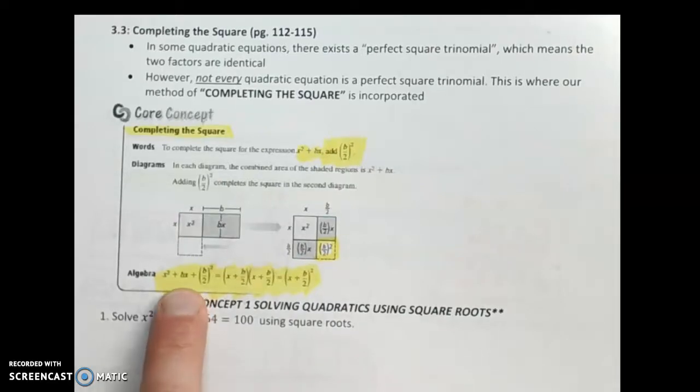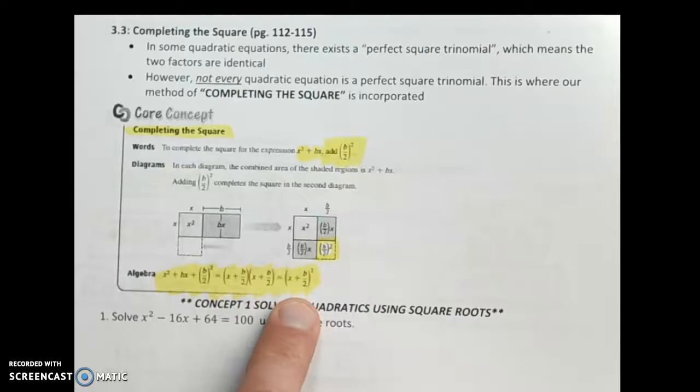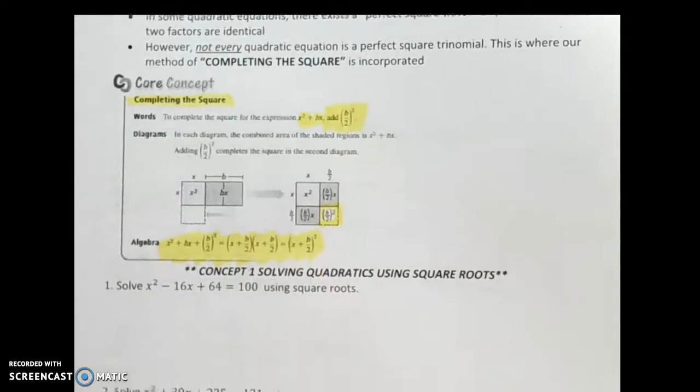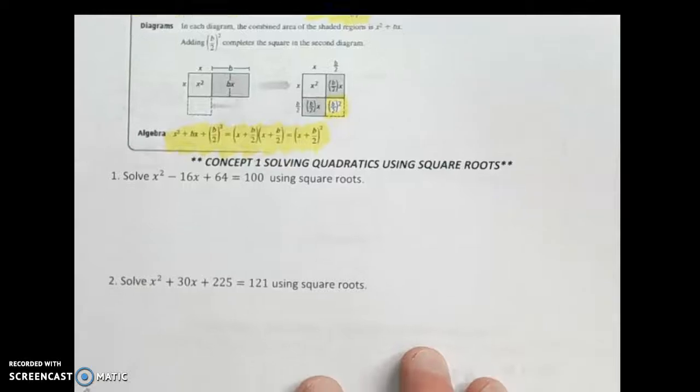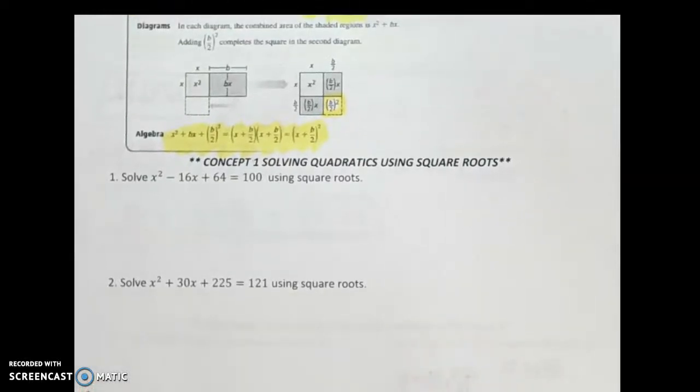Alright, here we go. So x squared plus bx plus b divided by 2 squared equals the same thing as the quantity of x plus b divided by 2 times the quantity of x plus b divided by 2, which is also the quantity of x plus b divided by 2 squared. Alright, so I will walk you through these problems. I think it will make more sense as we do that. But nonetheless, concept number 1 has perfect trinomial squares. So I don't really have to do all that. There is a shortcut here involved.